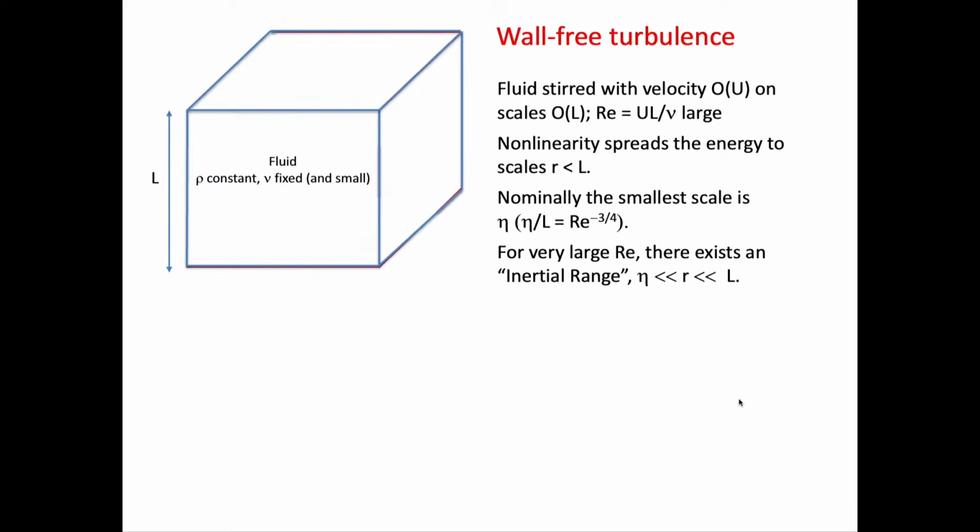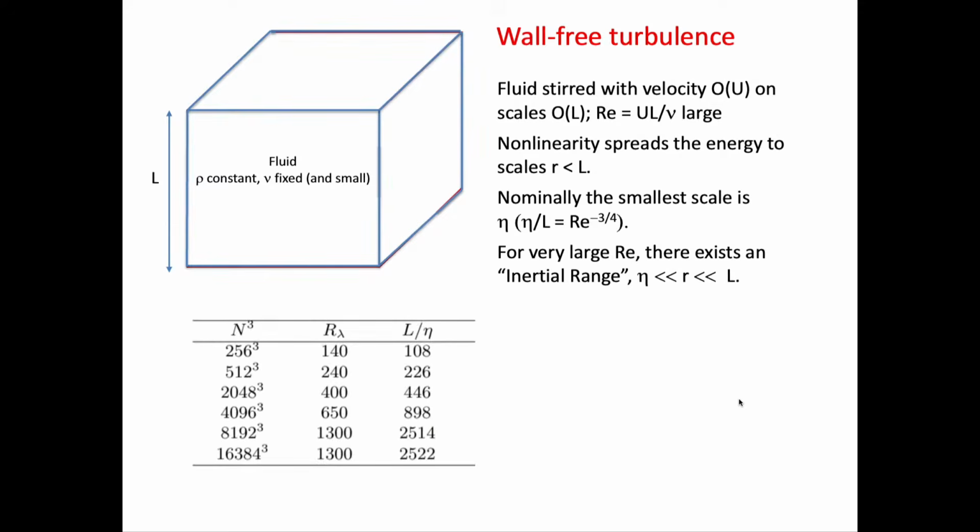As soon as you do that, nonlinearity spreads energy into all length scales which are smaller than L, at which you start. Nominally, the smallest scale reached is eta, as I have shown, and it is proportional to Reynolds number to the power minus 3/4 in relation to L. If the Reynolds number is very large, eta and L are very far apart, so you have what is called the inertial range in between, which is supposed to be universal and whose properties we will explore.